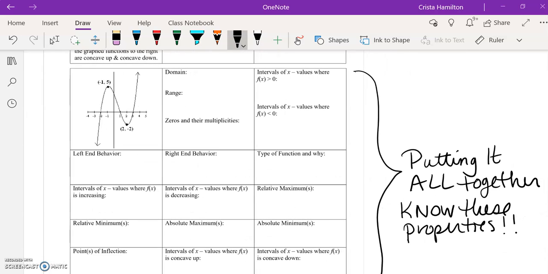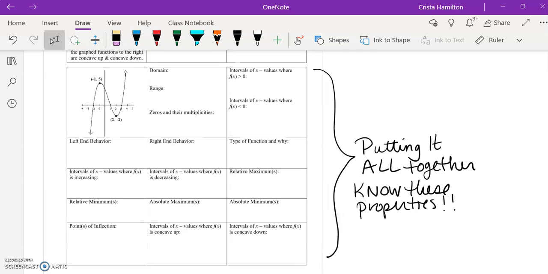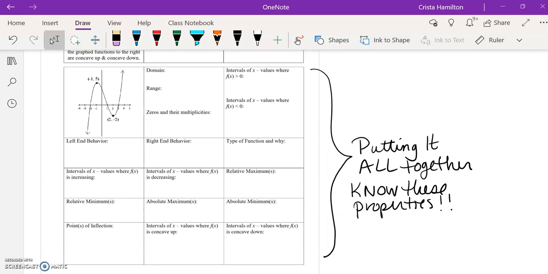All right, and then to finish out this last part of the video, this problem right here, I'm going to go ahead and put the key to this up as well, but this is like putting it all together, and I want you to go ahead and fill this out. So I'm going to pause the video and come back with the answers to talk about. You guys try it on your own.